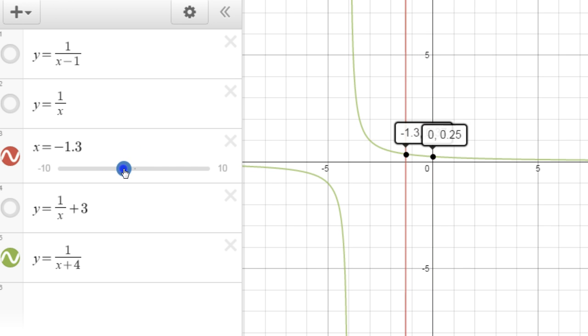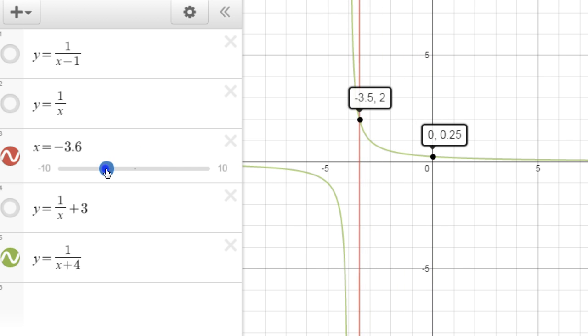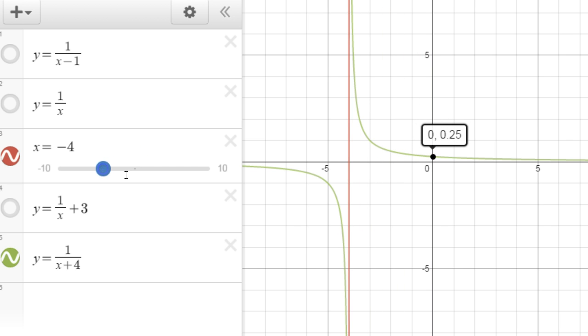But if I move my asymptote over here to negative 4, which is one of my restrictions, I'm going to find again that I have an asymptote. Okay? All right? Because if I plug in a negative 4, I'm going to get 0 on the bottom, and that's a huge issue. So your asymptotes are going to be these imaginary lines that tell you where your restrictions are.